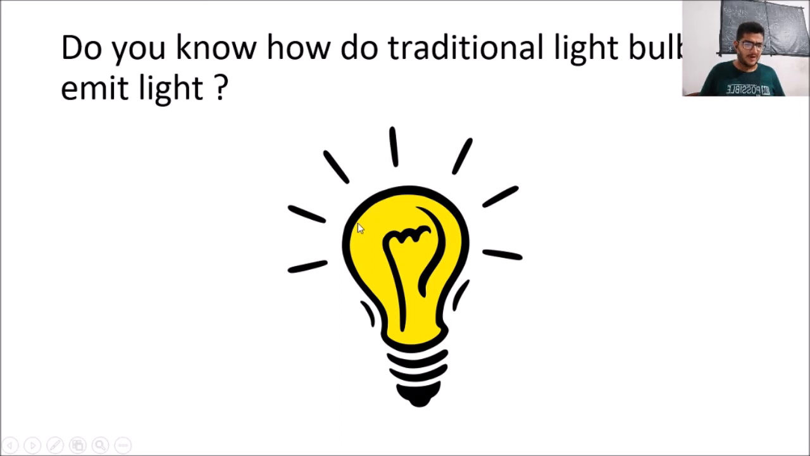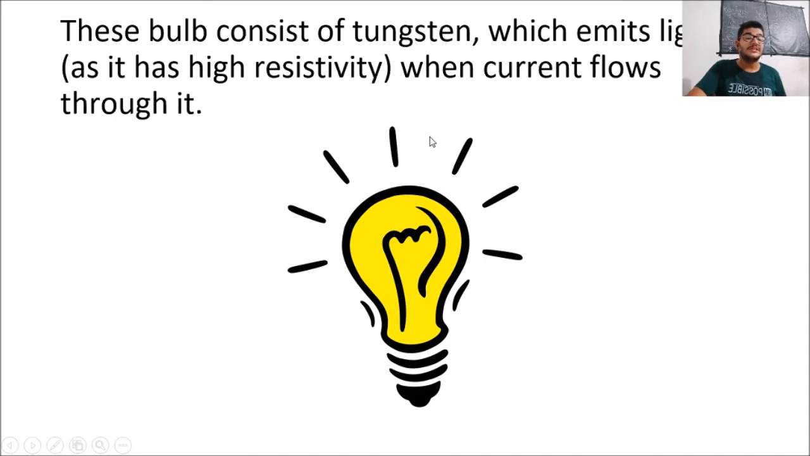Do you know how traditional light bulbs, these yellow light bulbs, emit light? These bulbs consist of tungsten. If you have ever seen the W-type filament in the bulb, we were wondering what it is. This is made of the metal tungsten, and it has a high resistivity when current flows through it. So when we switch on the bulb, the current flows through the tungsten metal, and the bulb lights up, because of the high resistivity.